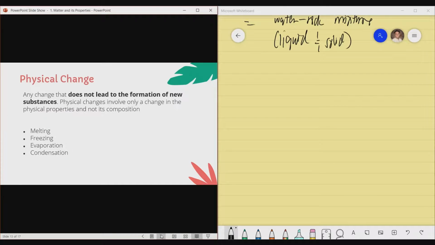Okay? Now, let's talk about physical change. Now, as defined, physical change is easily defined as any change that does not lead to the formation of new substance. Physical change will be the label if the change leads to no formation of new substance. As long as wala pong bagong substance na nabubuo, that will be physical change. Physical changes involve only a change in the physical properties and not its composition. Please take note that in a physical change, only the physical properties change.